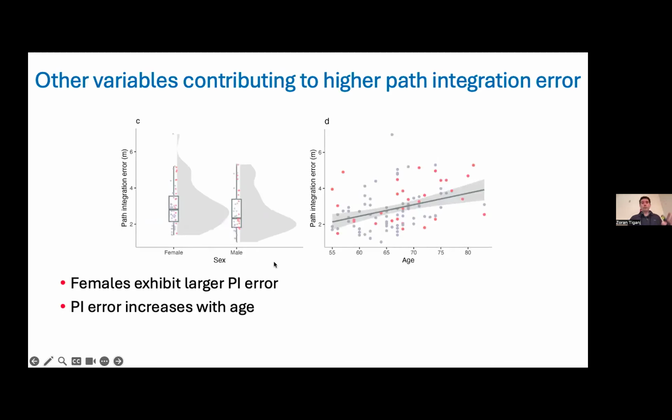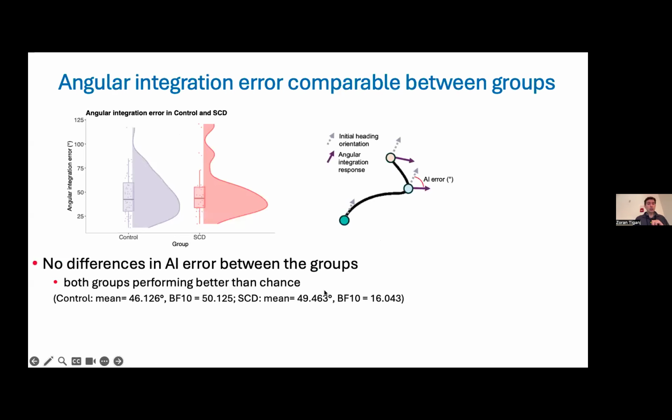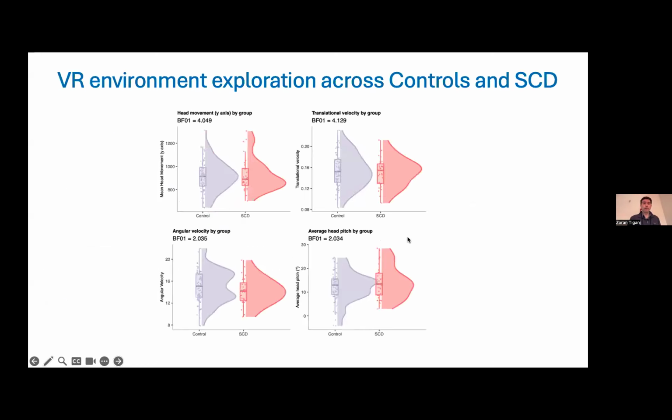We looked into a number of different correlates. So in particular here, females exhibited a larger path integration error. Path integration error increased with age. This latter one is known from the previous literature as well. There were no differences in angular integration. So in this task, when they were pointing to the original head direction, there was no difference between the SCD and the control group.